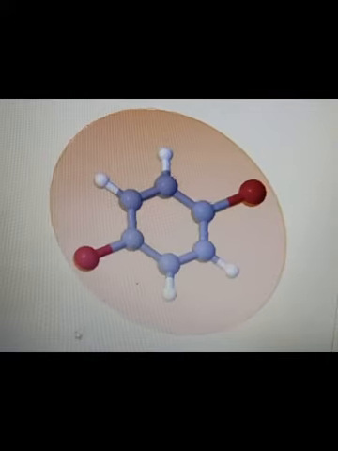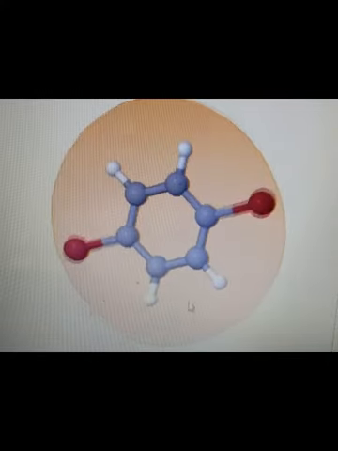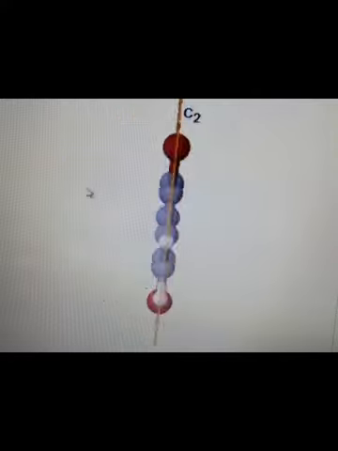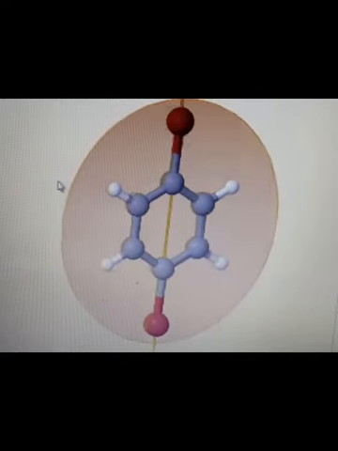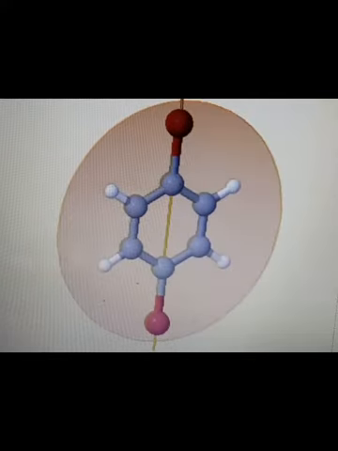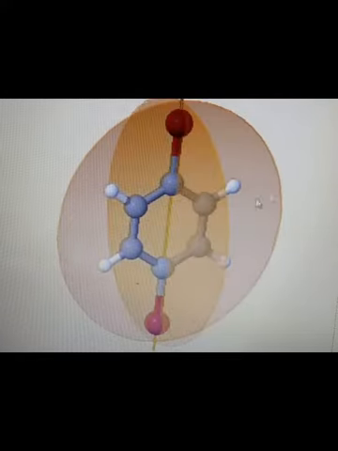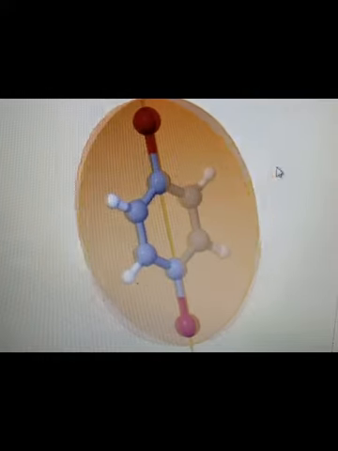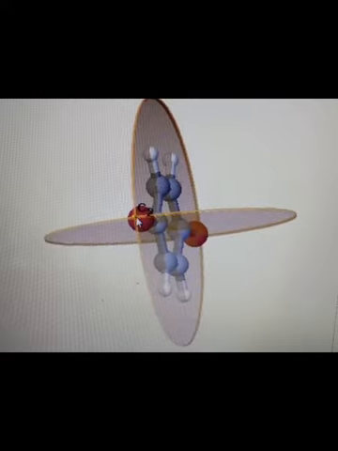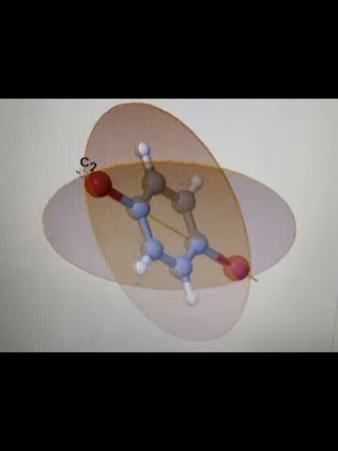This is 1 sigma v. Sigma v means it should pass along the principal axis. We know this is the principal axis, so your sigma v is passing along the principal axis. The second sigma v is also passing along the principal axis. So these two, sigma v1 and sigma v2, are passing along the principal axis of symmetry. Therefore, these are the 2 sigma v's of this molecule.